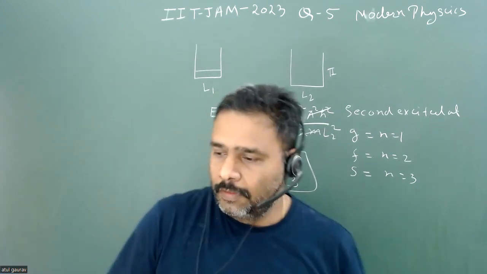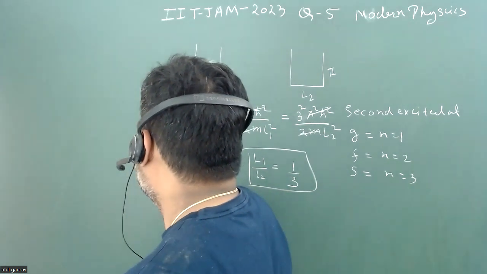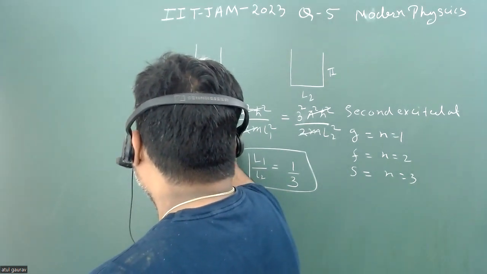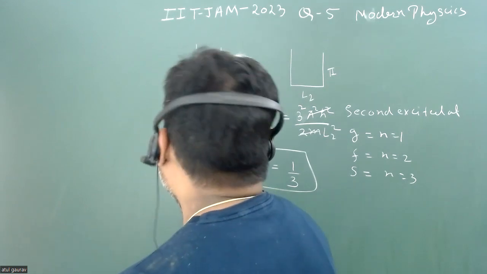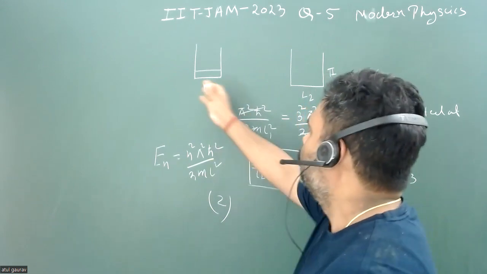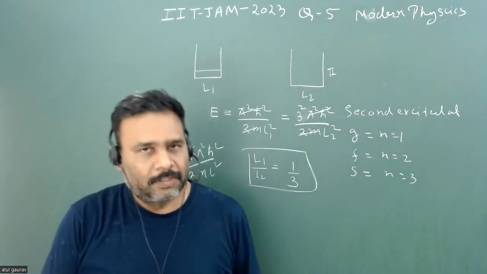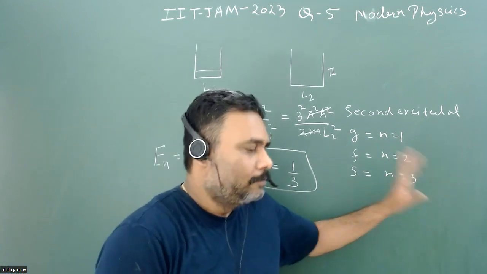And we all know that the energy for a particle in a box is given by En is equal to n square pi square h cut square by 2m L square, where L is the width of the box, and this is an infinite box. So this is a quite simple, straightforward problem, but yes, the catch is there. Second excited state is n is equal to 3.